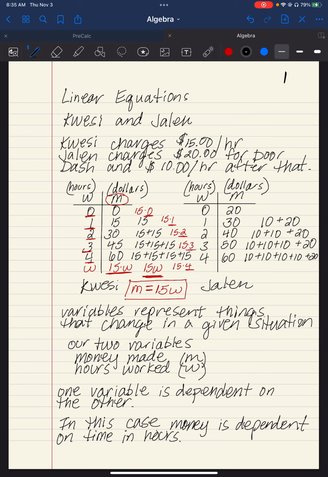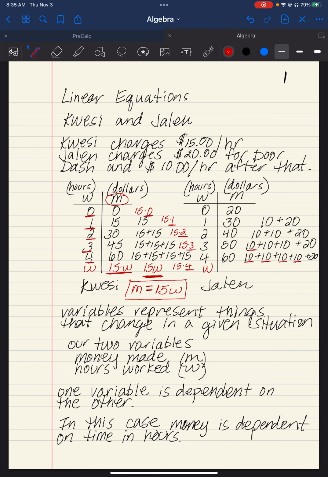If you're keeping track of how much money you make, you add up all the hours that you worked, $10 for each hour, plus that extra $20. Well, what does this look like? If we say, okay, I want to know in general, if I work W hours, how much money am I going to make? Well, in this case, it's the same as in the other case.